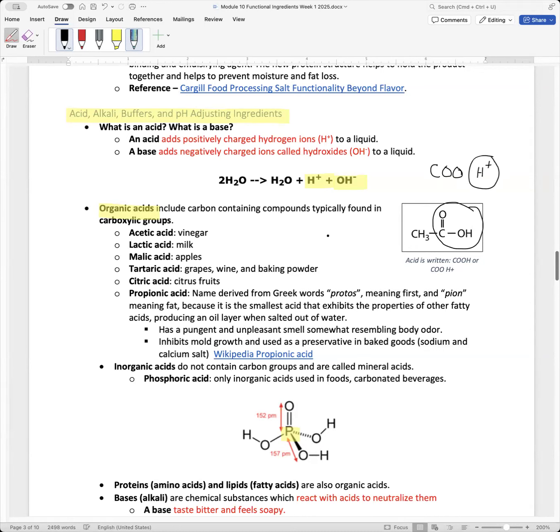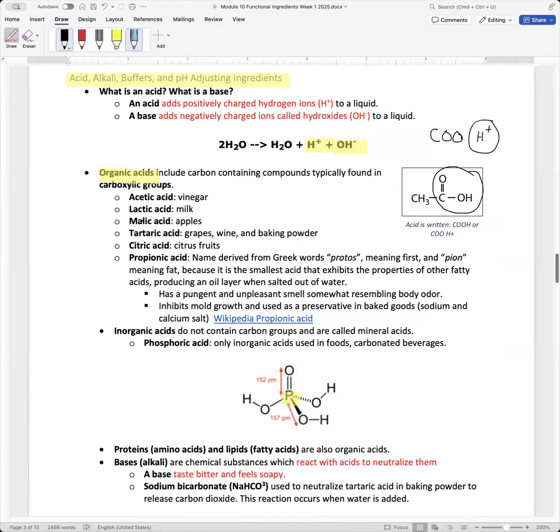So organic acids are not as strong as inorganic acids. So what we have here are the names, and somebody said learning the names can be a challenge.